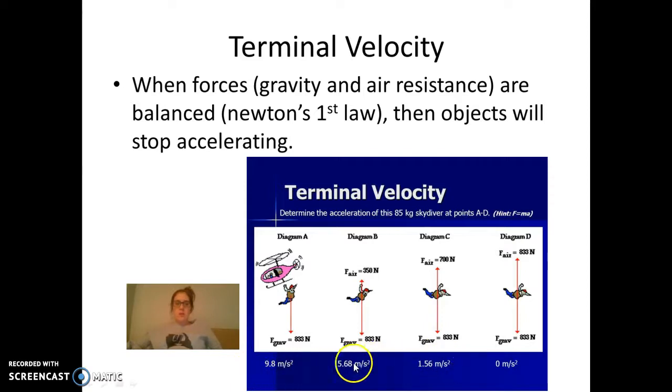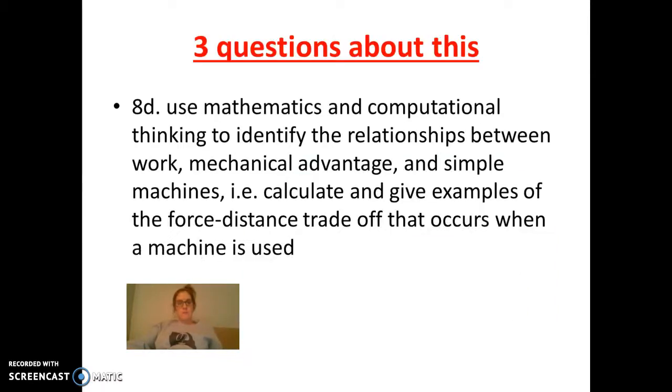So if you look at this picture here, in the first example, their acceleration is 9.8 meters per second squared. As the air resistance increases, you start to accelerate a little slower until finally your acceleration is zero. Again, that does not mean that you are not moving. It just means that you're no longer speeding up. You're falling at a constant speed in a constant direction.